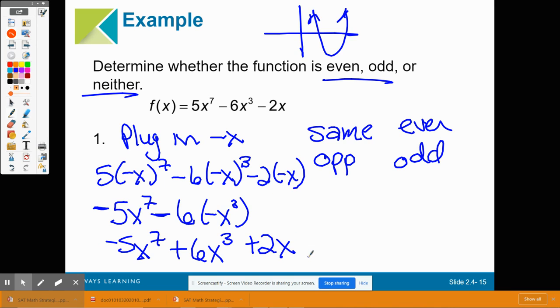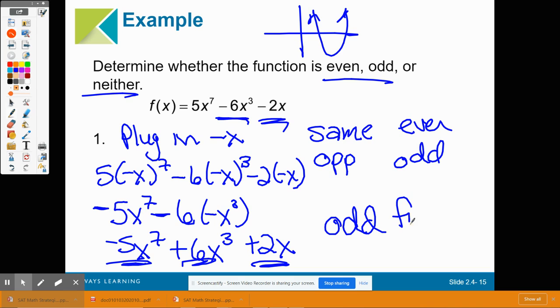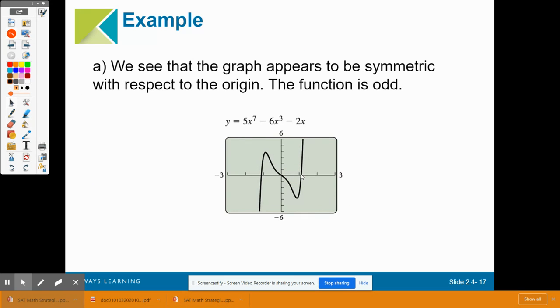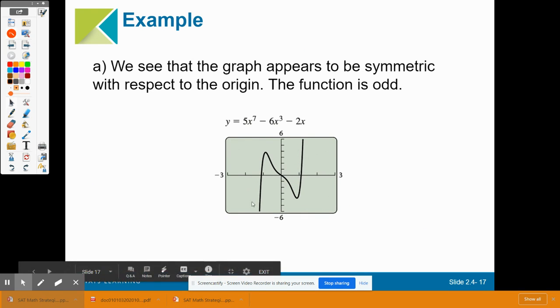So I finished it up. Now we got to see. Is it the same? No. This is the opposite here. Is this an opposite? Yes. And is this an opposite? Yes. The entire thing is opposite. So this is what we call an odd function. If you were to graph it, it would have 180 rotational symmetry. That's what it looks like. And you can see if you flipped it upside down, it has 180 rotational symmetry.